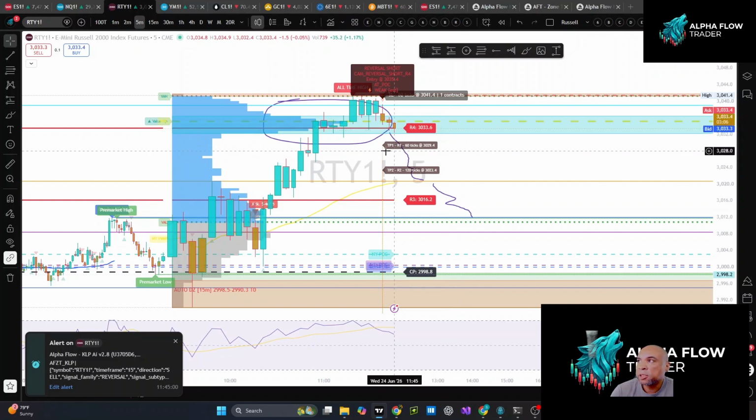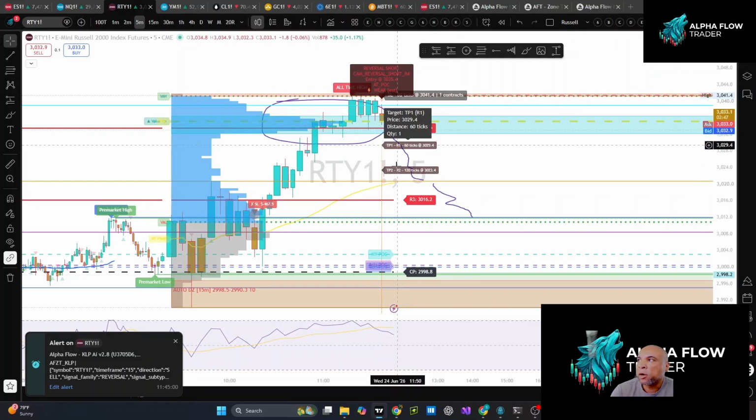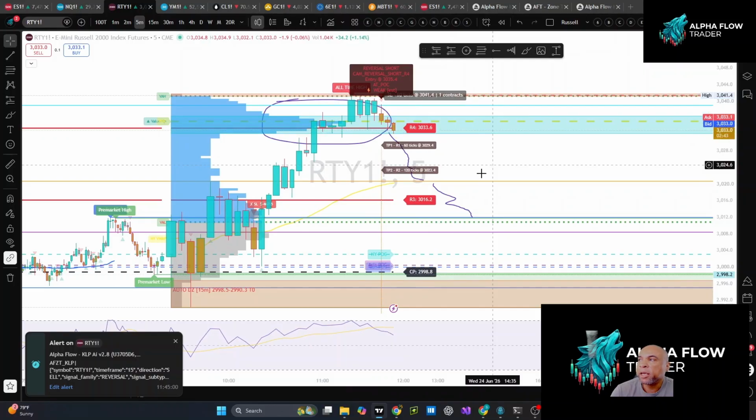Me, I prefer to just set my TP targets and ride out the pullback. So yeah, we could pull back and form a bullish market shift, but I prefer to just set my TP targets and let these plays play out.